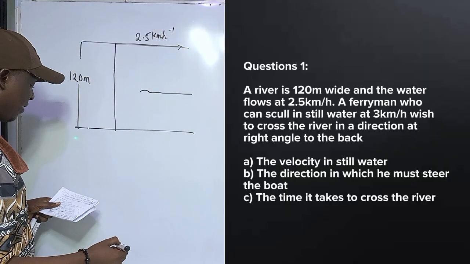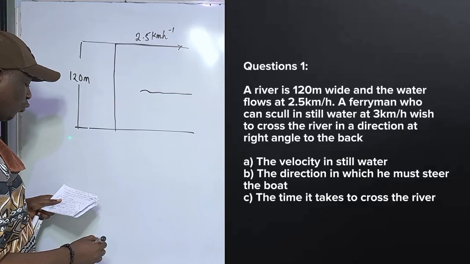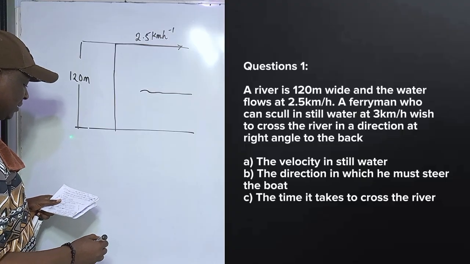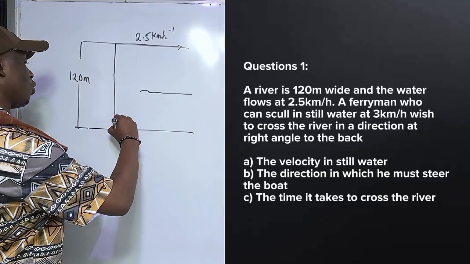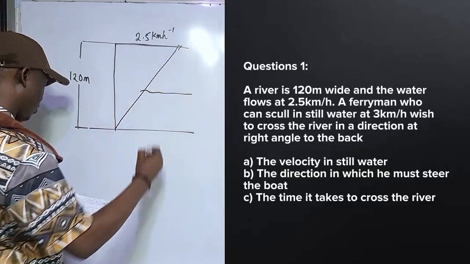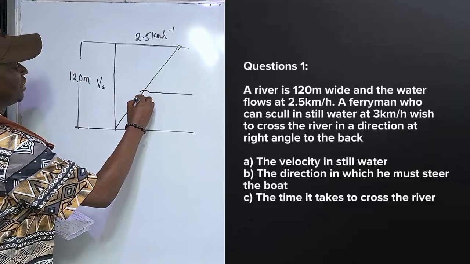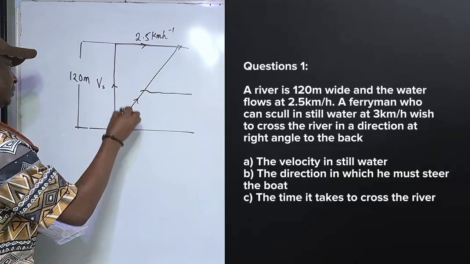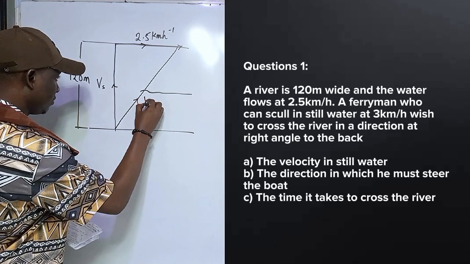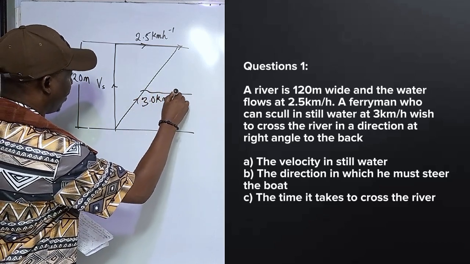Then they said the ferryman can scull in still water at 3 kilometer per hour. So that means this is the direction it will scull. Why do I take direction? Because they say you calculate velocity in still water. So this is the direction. This is the flow of water. So velocity in still water, this one is 3.0 kilometer per hour.